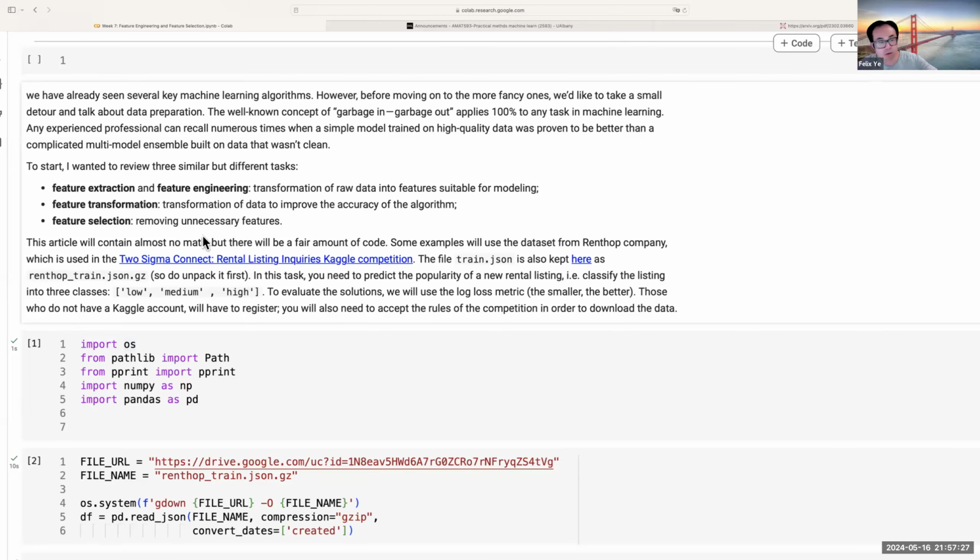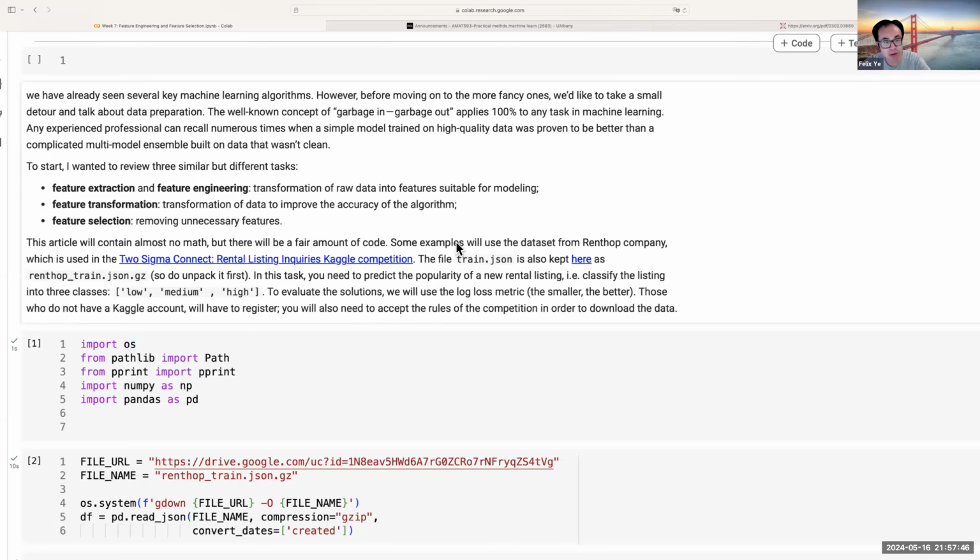So in this whole notebook, we're going to demonstrate with code. In the last video we demonstrated everything with concepts, but this time we will demonstrate with code. All right.